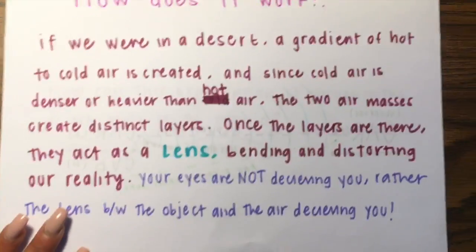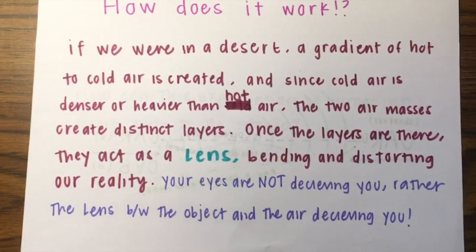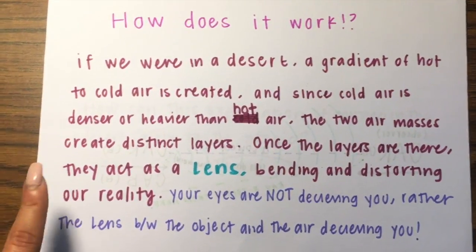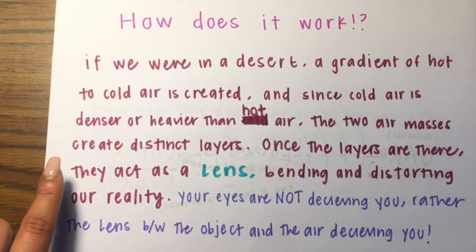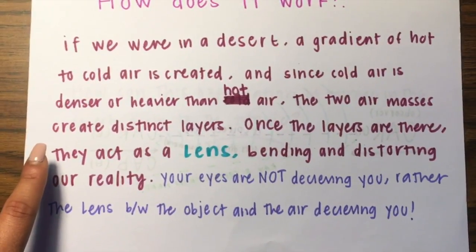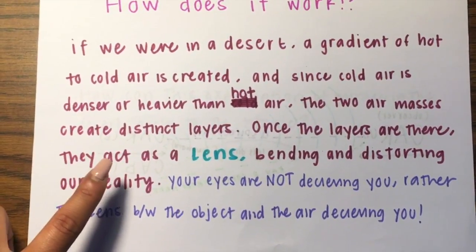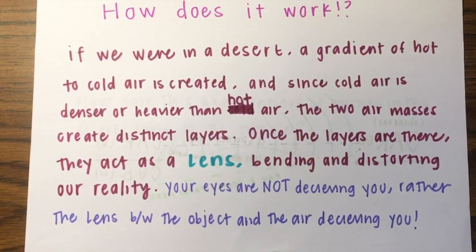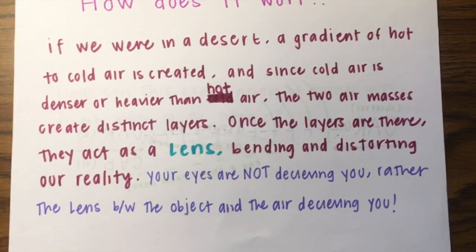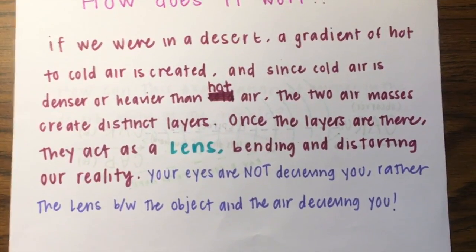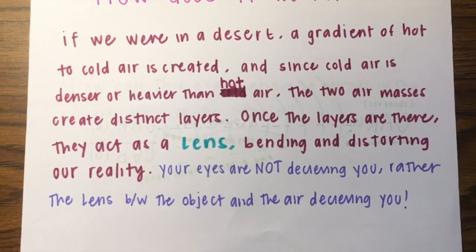So how exactly does a mirage work? Mostly we focus on how it works in the desert. A gradient of hot to cold air is created, and since cold air is denser or heavier than hot air, the two air masses create distinct layers. Once the layers are there, they act as a lens, bending and distorting our reality. So your eyes are actually not deceiving you, rather the lens between the object and the observer.